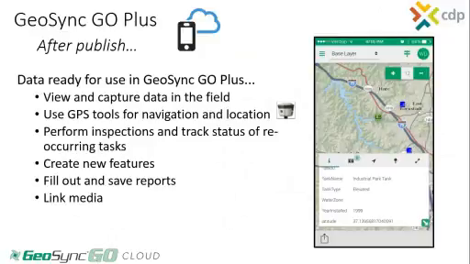Now, after you've published, that data is ready for use in GeoSync GO+. You can view and capture data in the field. You can use GPS tools for navigation and location. You can perform inspections and track status of recurring tasks, create new features, fill out and save reports, and link media with this data in GeoSync GO+ after you've published it.